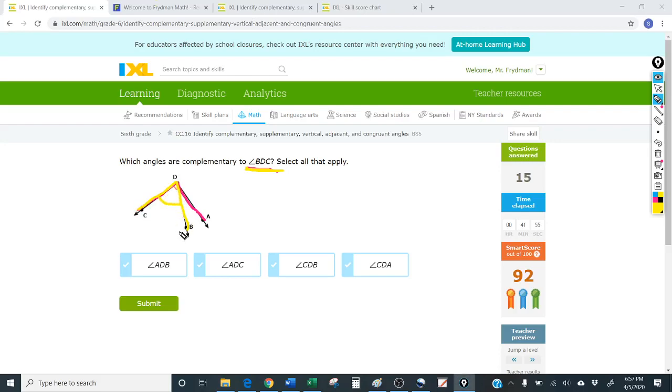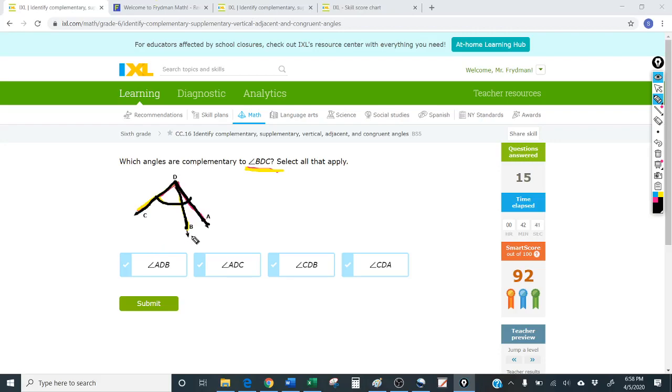So this angle plus what other angle would add up to 90 degrees, because complementary means they add up to 90 degrees. Well, if I start from this angle and go through this angle, then I just created this 90-degree angle. So that means that this angle over here, which is called BDA, is complementary to BDC, because together they add up to a right angle, which is 90 degrees.